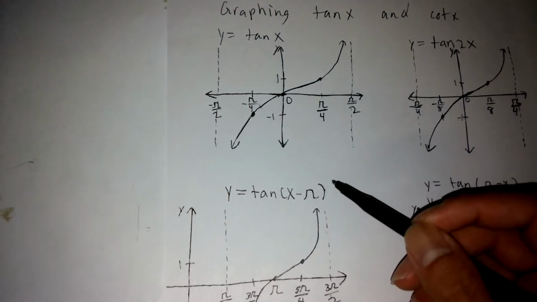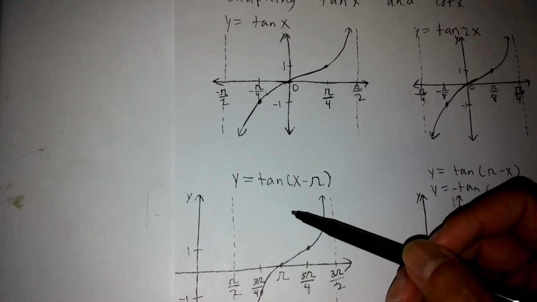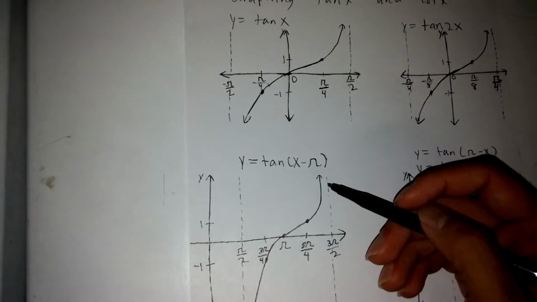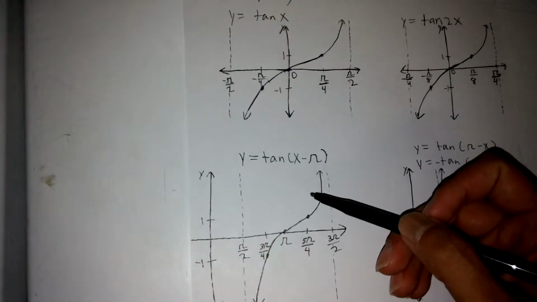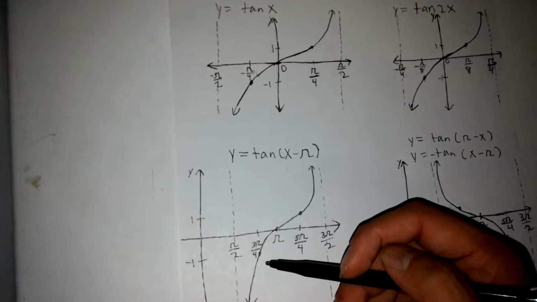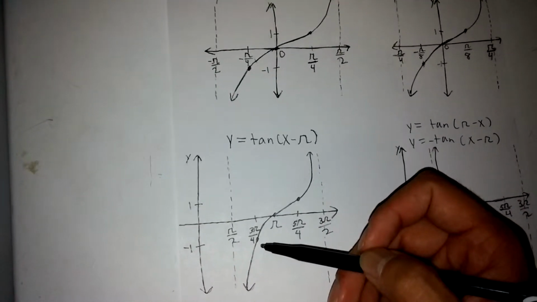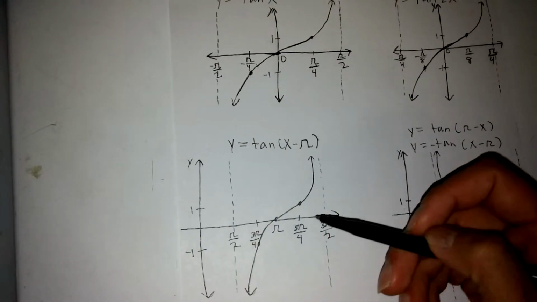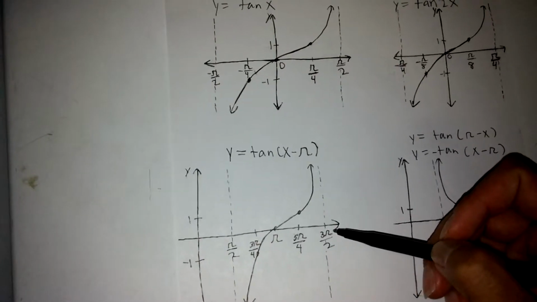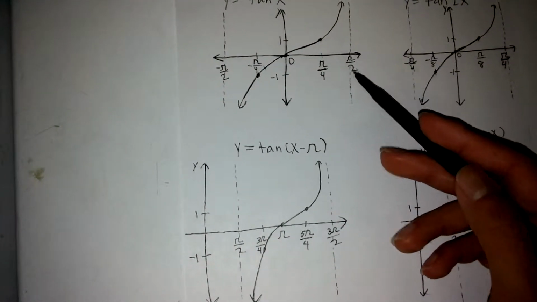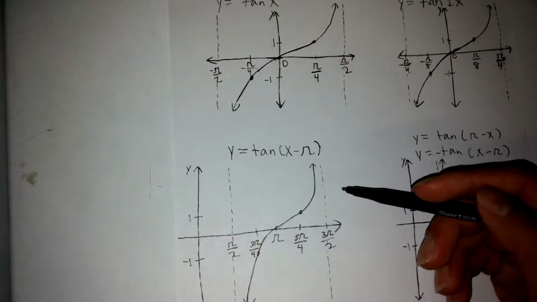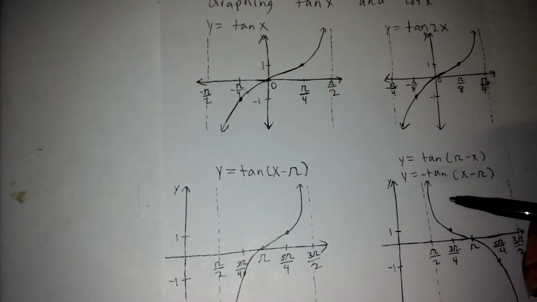Now, move on. Here we just have the basic graph of tangent x, and we're shifting it pi to the right. As you can see from the original graph, you get that one. Then we just move it pi to the right. So instead of negative pi over 2, we add plus pi, so it becomes pi over 2. Our tangent of pi is 0. Tangent 3 pi over 2, so instead of pi over 2, we have 3 pi over 2 for our asymptote. There you go.